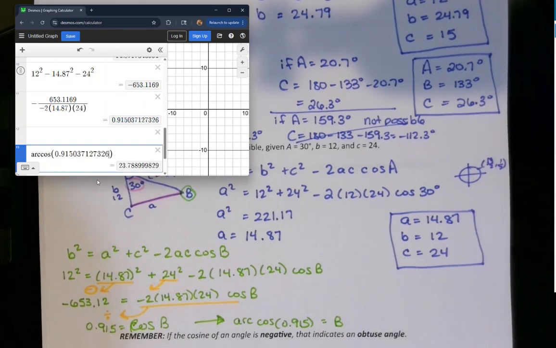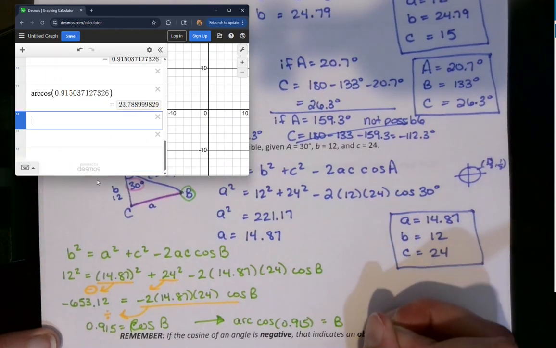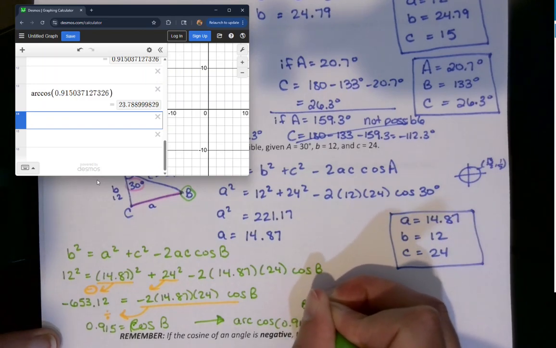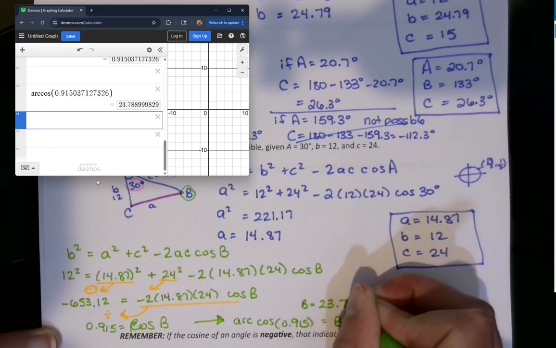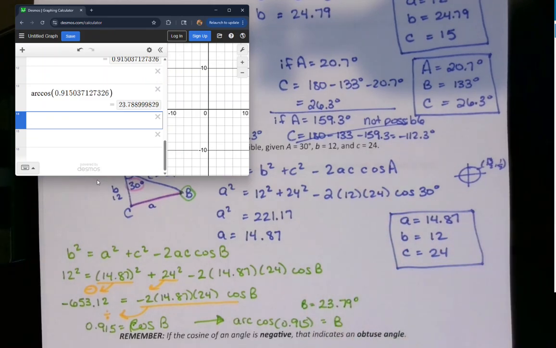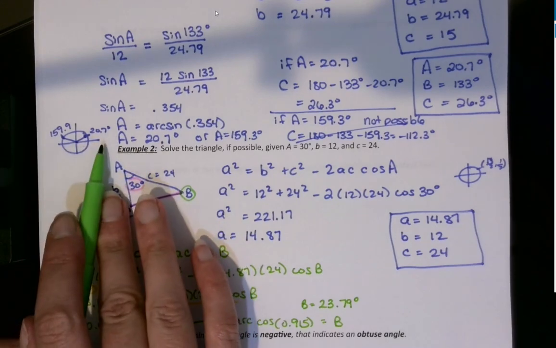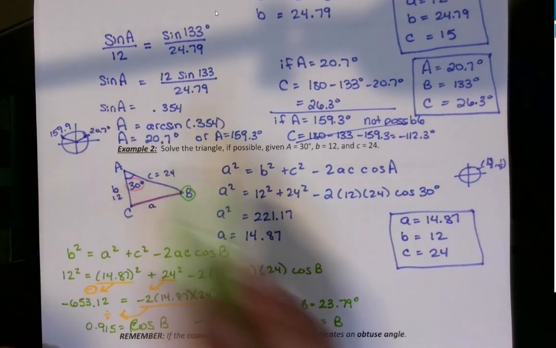Just copying and pasting to save myself some time on writing that value in. So my angle B is equal to about 23.79 degrees. Now I'd like to consider, similarly to what we did in the top when we did our law of sines, the other possibility for angle B.